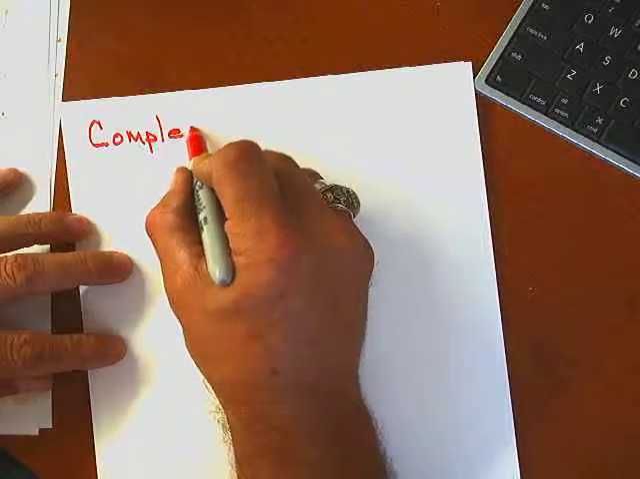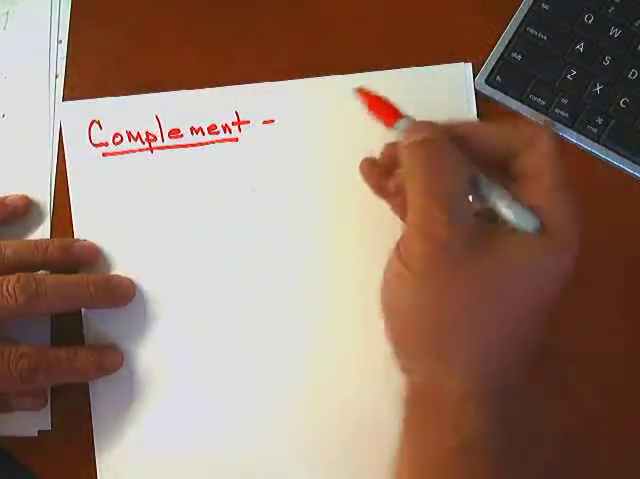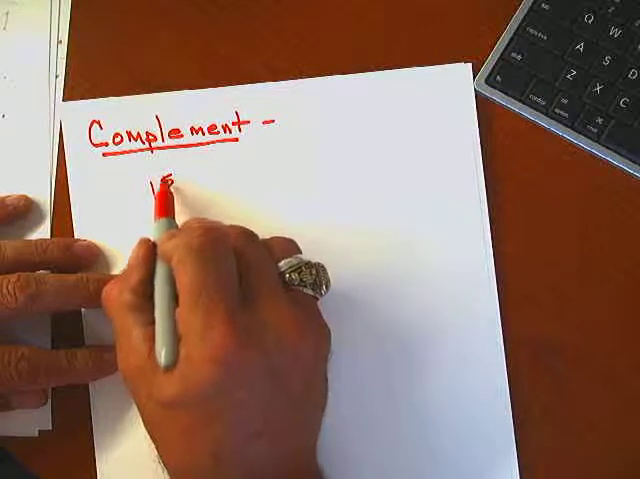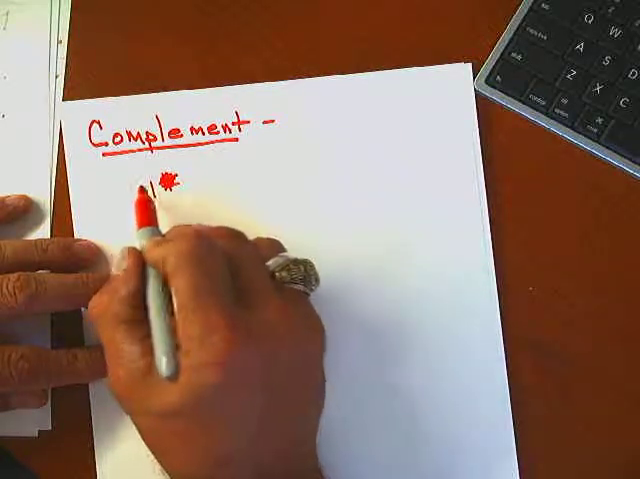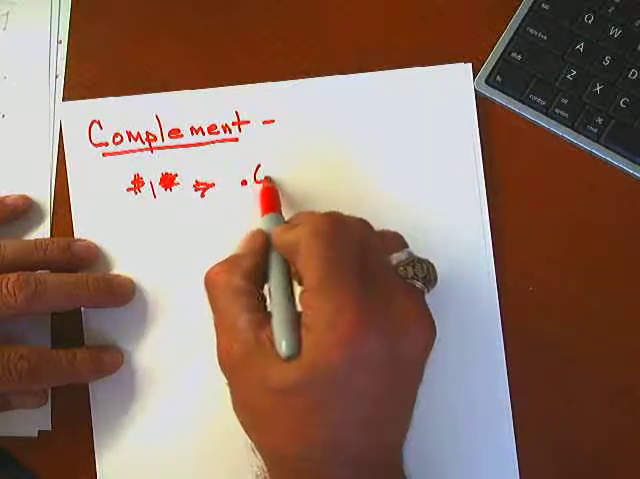The complement is what's left over from the unit of 1, or the whole. I like to say the whole because sometimes it doesn't equal 1, sometimes it equals a whole bunch of numbers. So let's talk about the complement.